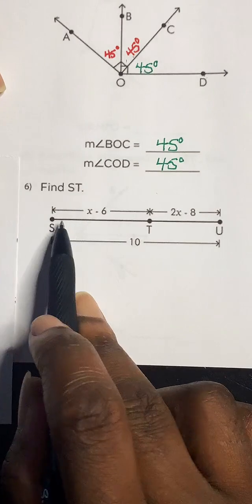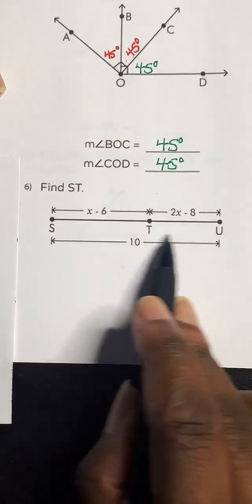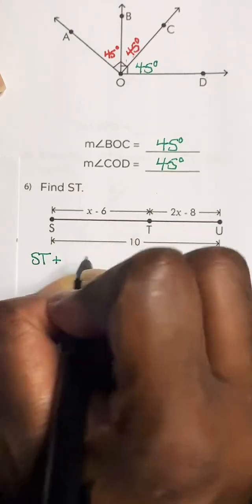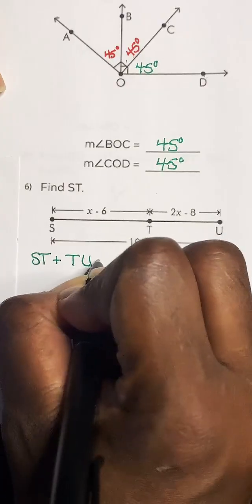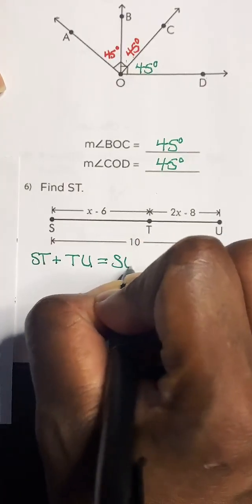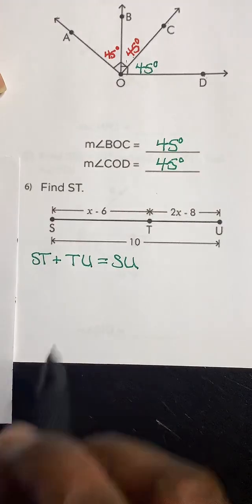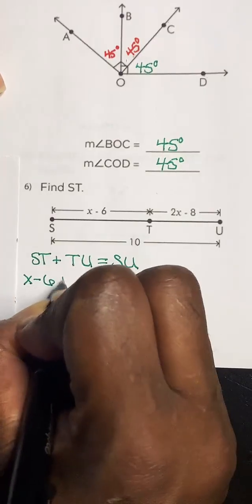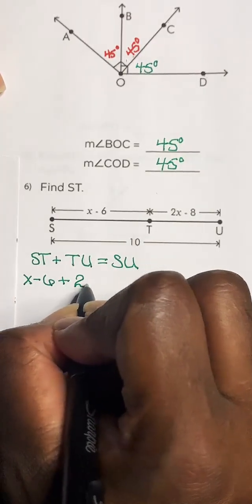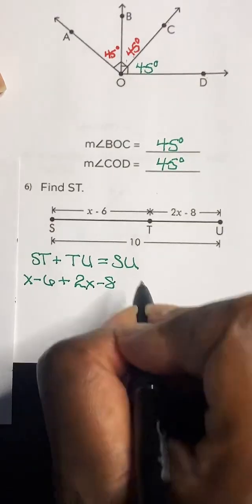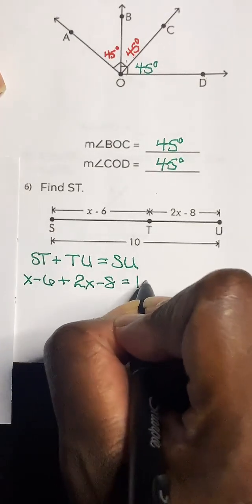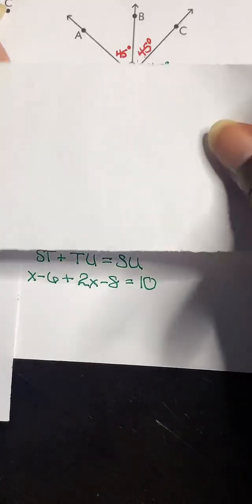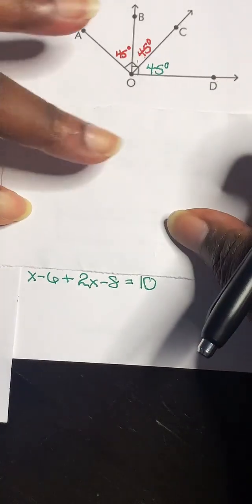Okay. You always have your two parts equaling your whole. So that means ST plus TU will equal SU. So ST, that is x minus 6, plus TU, which is 2x minus 8, equals SU, which is 10.